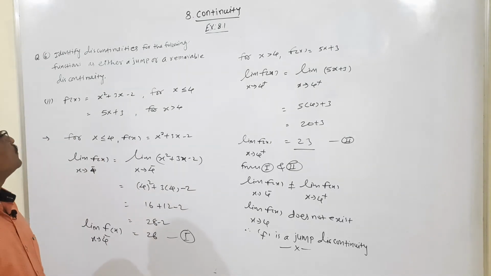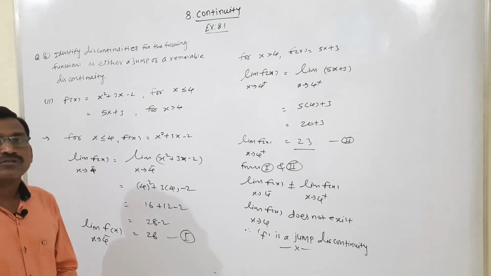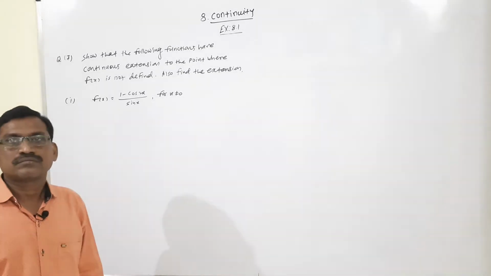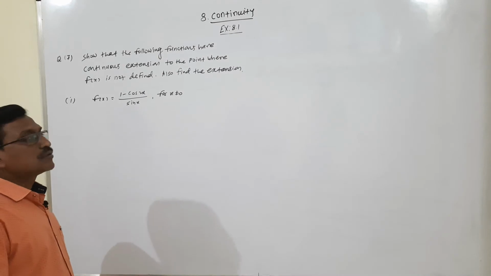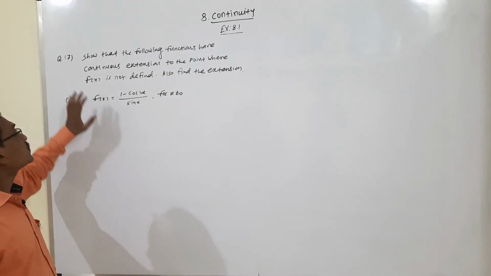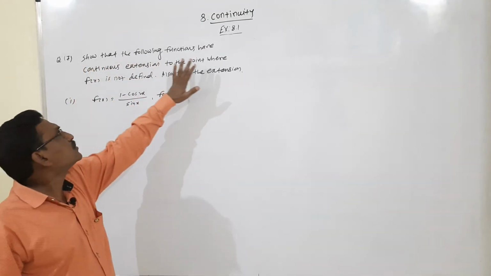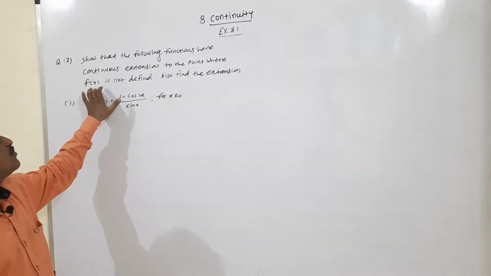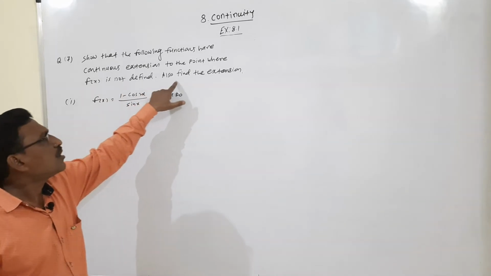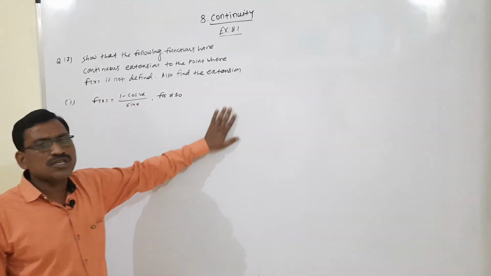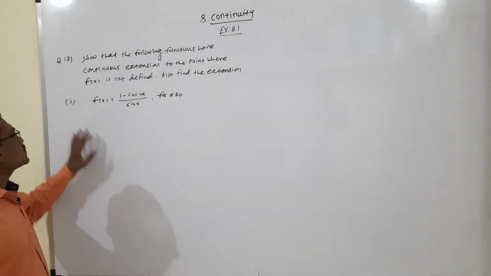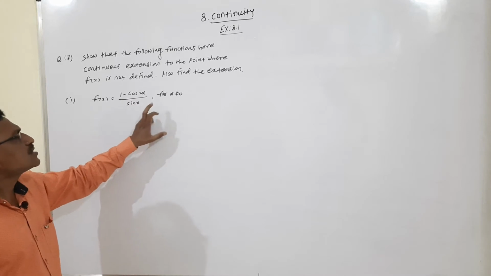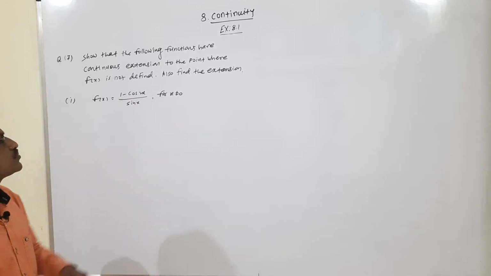Now we will take the next question, question number 7. Show that the following functions have a continuous extension to the point where the function f of x is not defined. Also find the extension here. The first example: function f of x equal to 1 minus cos 2x upon sin x for x not equal to 0.